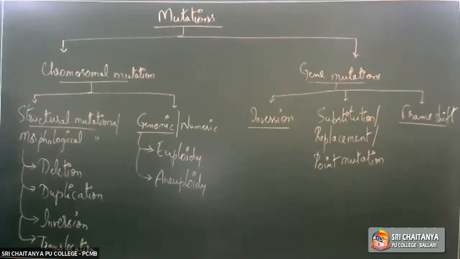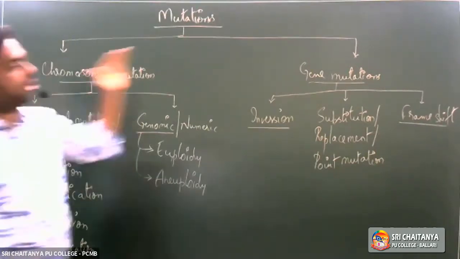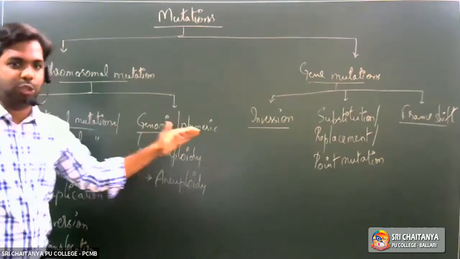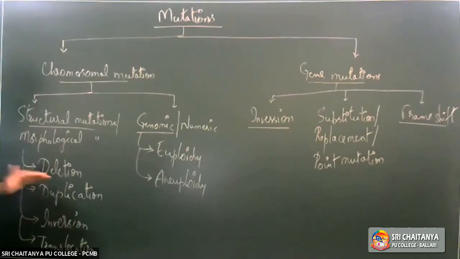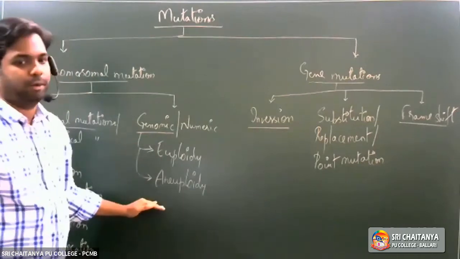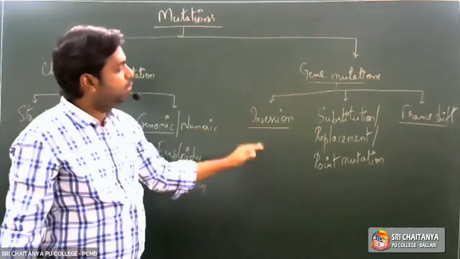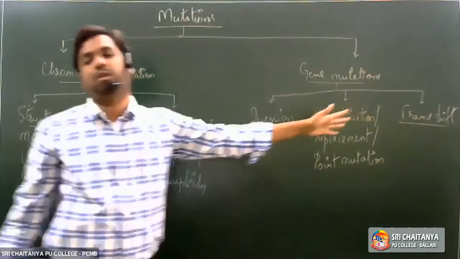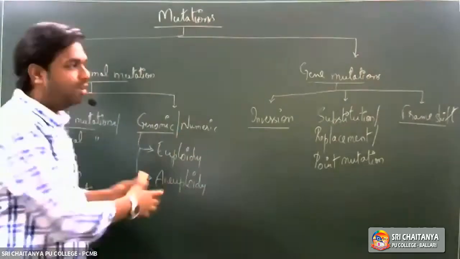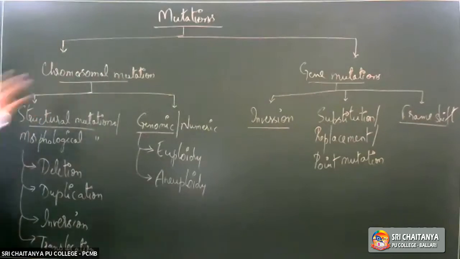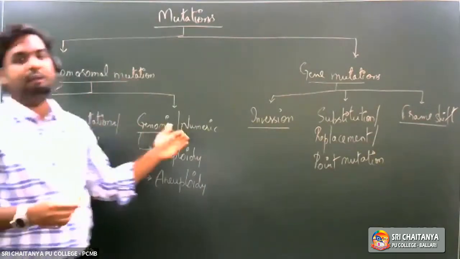So we start classifying mutations into these different categories. We have the chromosomal mutation and gene mutation. Under chromosomal mutation, structural mutation and genomic mutation. Under structural mutation, deletion, duplication, inversion, translocation. Under genomic mutation, we have euploidy and aneuploidy. Next, under gene mutation, we have inversion, substitution, or replacement, or point mutation, and then the frame shift type of mutation. So this is the overall classification with regards to mutation. Let us take up each one in a little detail.